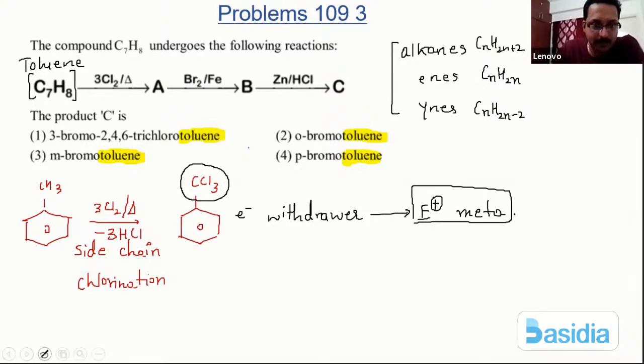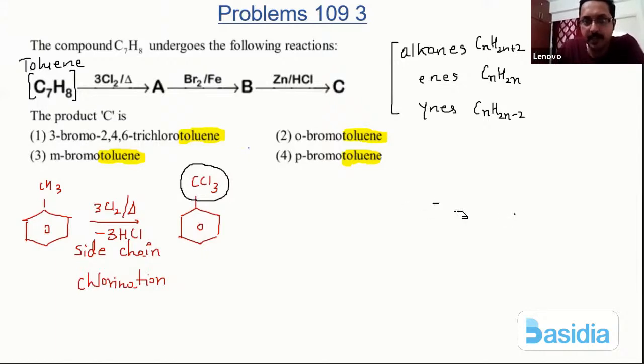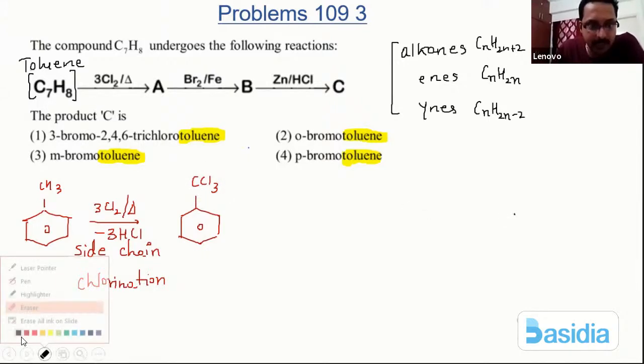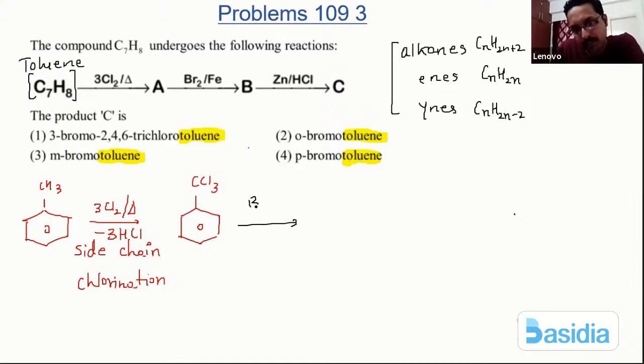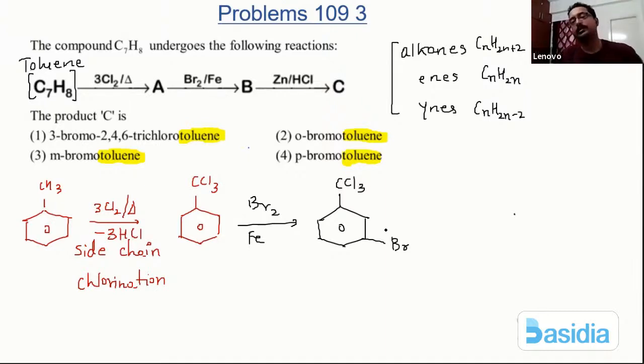So what exactly is going to happen now? Just give me 1 minute. If I do the bromination, Br2 in the presence of Fe, the Br will go to the meta position with respect to CCl3. Am I clear? Because CCl3 is an electron withdrawer, it is going to push the electrophile to the meta position. So this is your meta position.